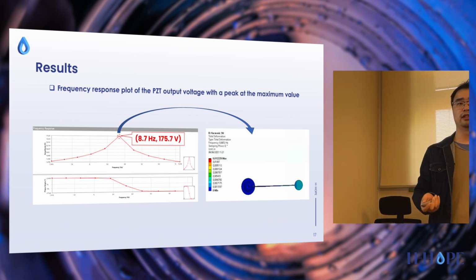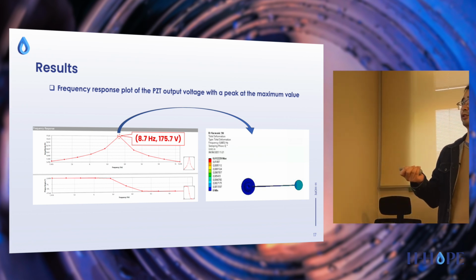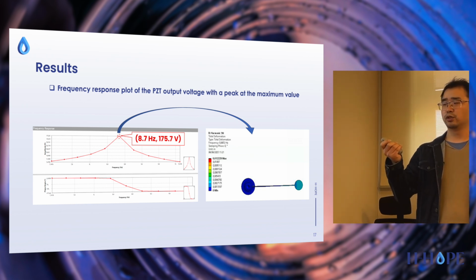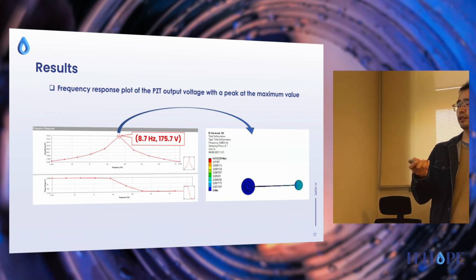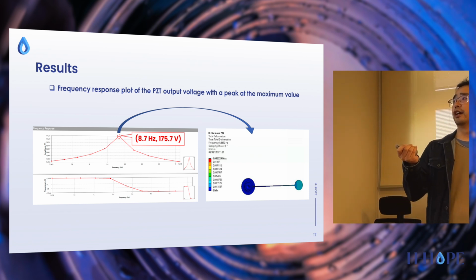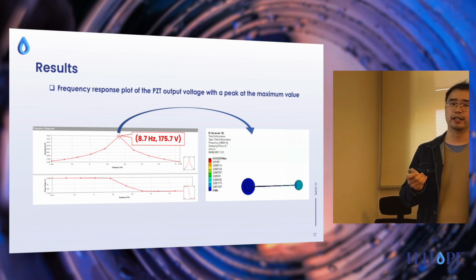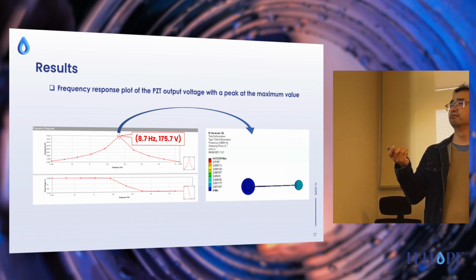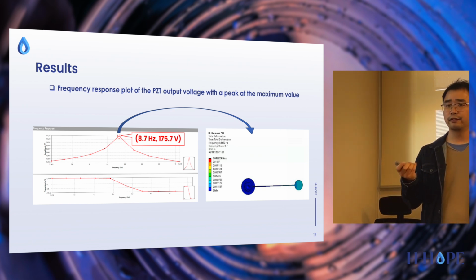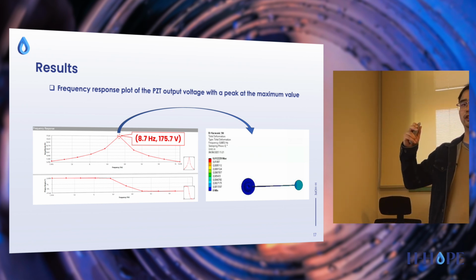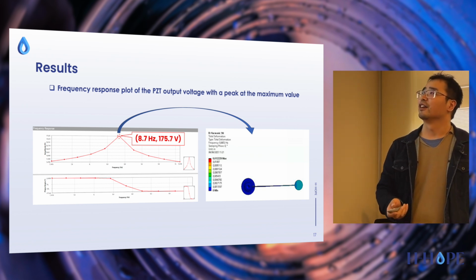Okay, this is the basic result of the harmonic analysis of the geometry we have seen in the previous page. We can see that the output voltage changes with the frequency, and we can observe the peak value of the output voltage is located around maybe 8.7 hertz, and the corresponding maximum output voltage is around 175. Here is the mode of the oscillation beam.